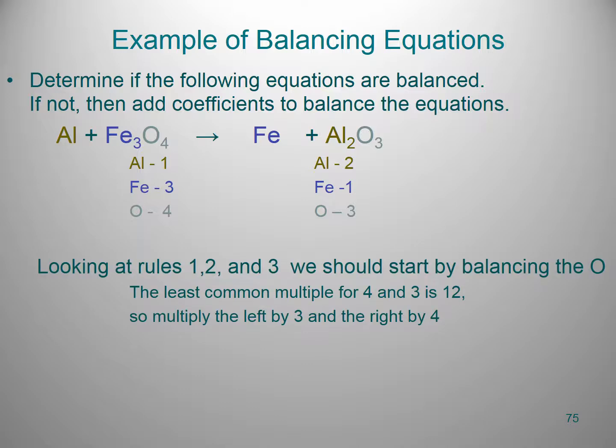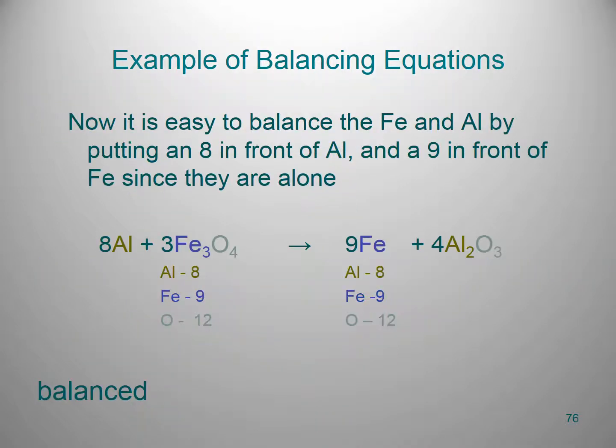If you multiply the right, the Al2O3, by 4, you'll get 12. And if you multiply the Fe3O4 by 3, you'll get 12 on that side. Again, the coefficient has to go in front of the whole thing. So now on the left, we have 9 irons and 12 oxygens. On the right, we have 8 aluminums and 12 oxygens. So the oxygens are balanced. But hopefully you can see the iron and the aluminum are not, but that'll be very easy to fix. If we put an 8 in front of the aluminum on the left, and a 9 in front of the iron on the right, we balance out all the others. And so this is a balanced equation.